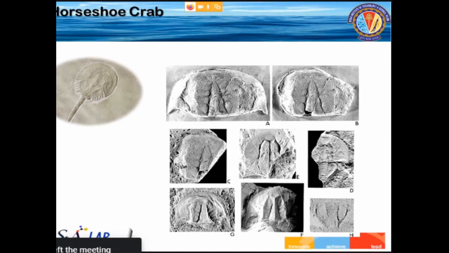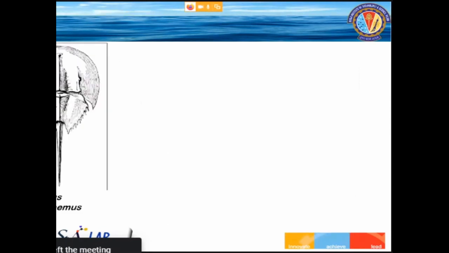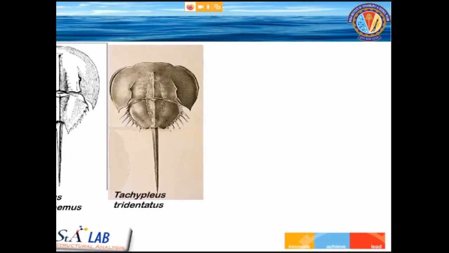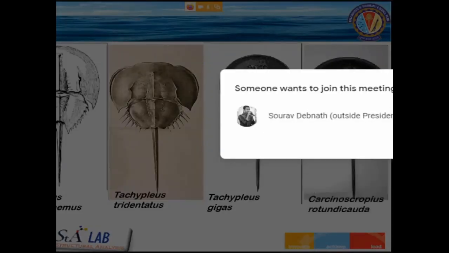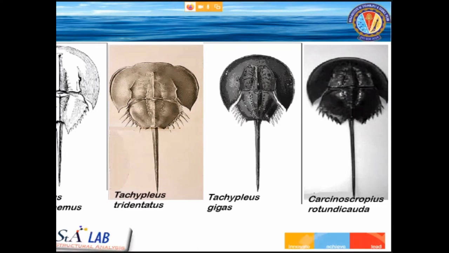Now, what we have seen is that currently there are four major species of horseshoe crabs which are found in the world. The four major species are Limulus polyphemus, Tachypleus tridentatus, Tachypleus gyges, and Carcinoscorpius rotundicauda. I'm sorry for the typo, it's Carcinoscorpius rotundicauda. So these are the four existing species of horseshoe crabs which are prevalent in today's world.